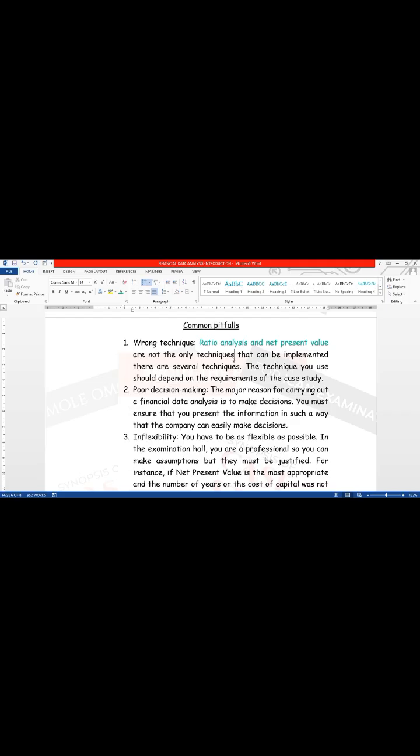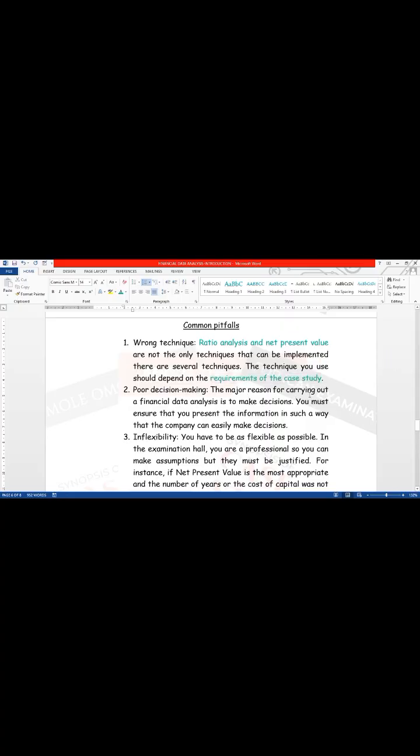The information was probably not completely given and you want to be flexible enough. You want to display your expertise, that I'm a chartered accountant, or I'm going to be a chartered accountant. Let me make some realistic and suitable assumptions. It's different from ignoring everything that I'm giving you and then formulating your own. Please don't do that. The technique you use should depend on what the examiner has asked you to do, on the requirement of the case study.